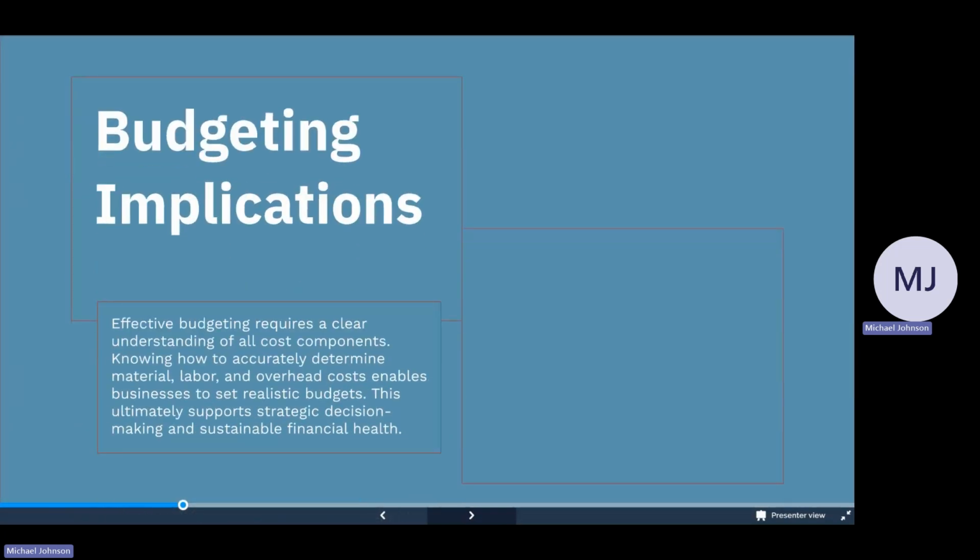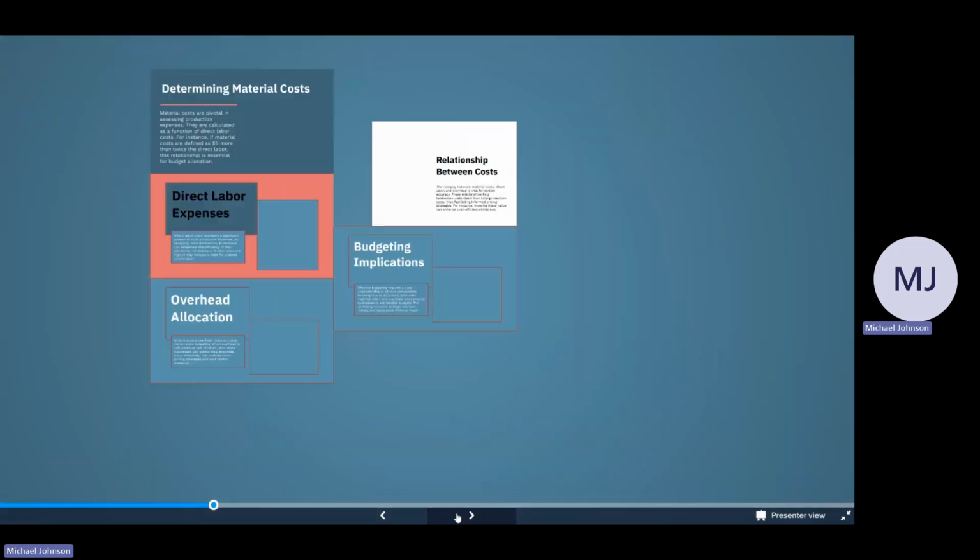Budgeting implications. Effective budgeting requires a clear understanding of all cost components. Knowing how to accurately determine material, labor, and overhead costs enables businesses to set realistic budgets. This ultimately supports strategic decision-making and sustainable financial health.